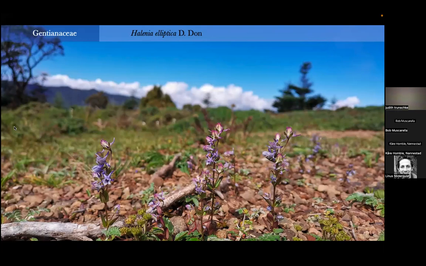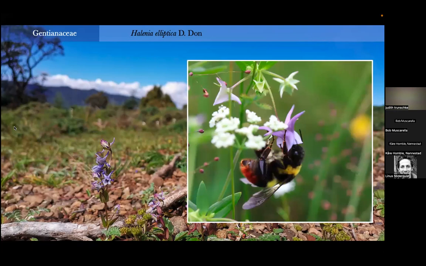So this was also interesting for me. This species occurs at low elevation at 2,000 meters as well as at 5,000 meters or so, and shows a really distinct morphological variation across the elevational gradient. So you can see on this picture, this is from low elevation. So the plants are typically much larger and have larger flowers.